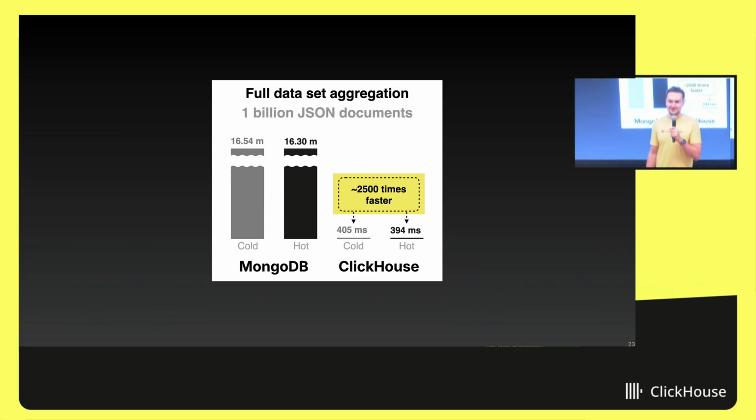Let's take a look at some comparisons. So first of all, let's compare with MongoDB. MongoDB is the database for JSON. It was created to do a variety of stuff with JSON. But you know what? If you do analytics, ClickHouse does it better, and not just better. So when MongoDB spends over 15 minutes, ClickHouse will spend 400 milliseconds.